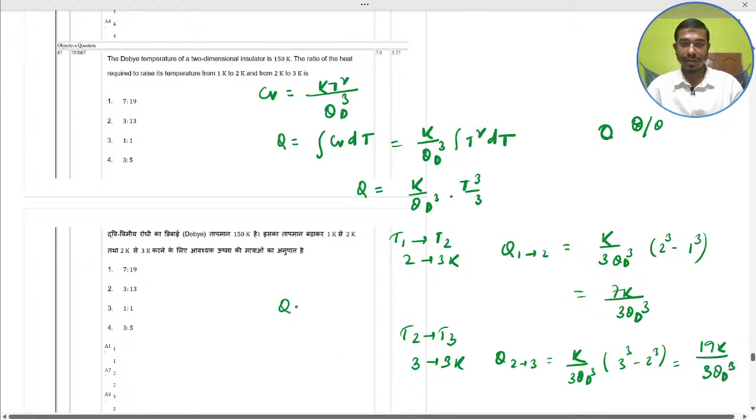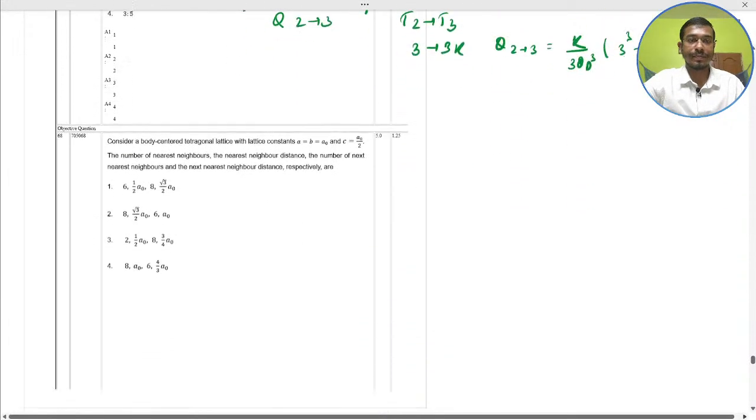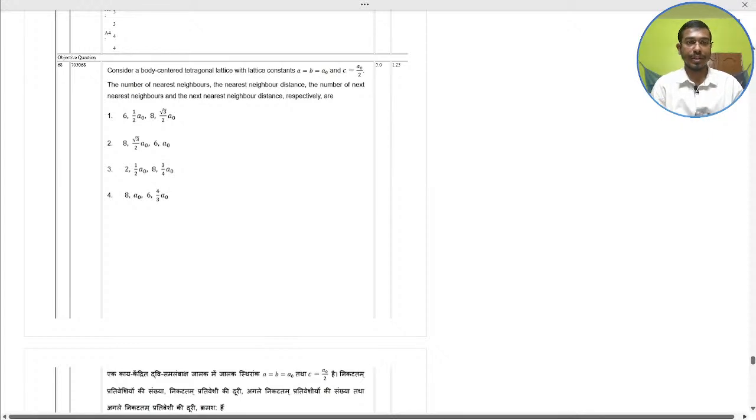You have to find the ratio. Ratio means Q from 1 to 2 divided by Q from 2 to 3. The ratio would be 7 by 19. Option A would be correct, 7:19. Next question, question number 68.